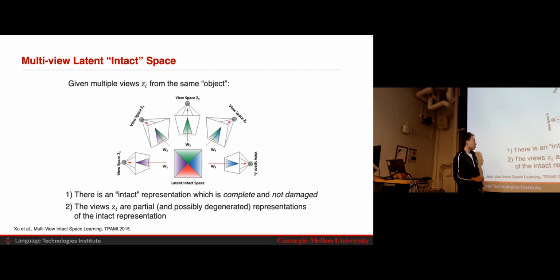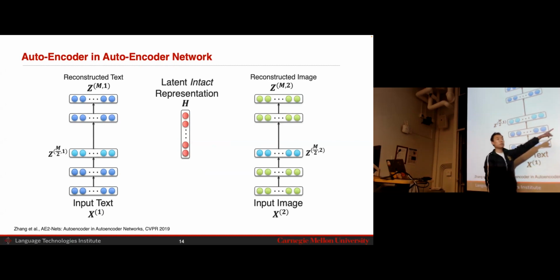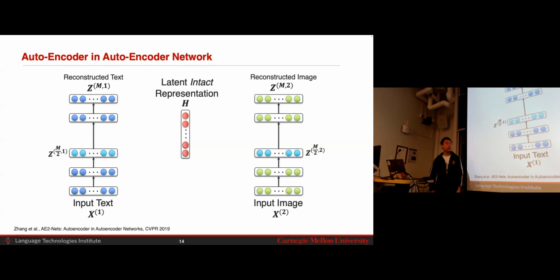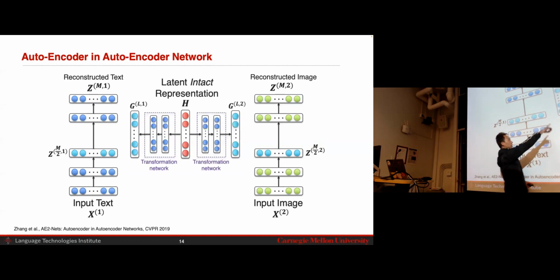So this method is called autoencoder, and an autoencoder essentially assumes that there is some latent intact representation. This is the complete view of all the concepts that you might want to learn about. And every real-world manifestation of these views, for example, in text and images, are just partial representations of them. So in other words, I should be able to learn a transformation that takes my latent intact representation, that's an actual underlying concept that is complete, and transforms them into partial spaces.